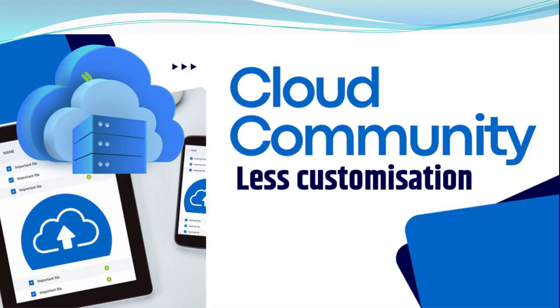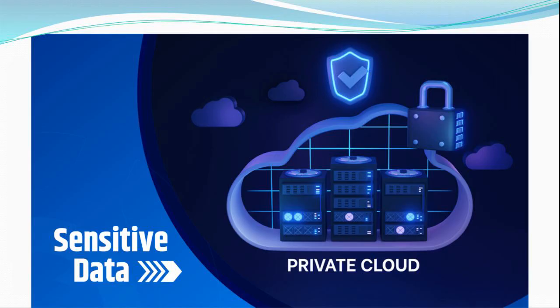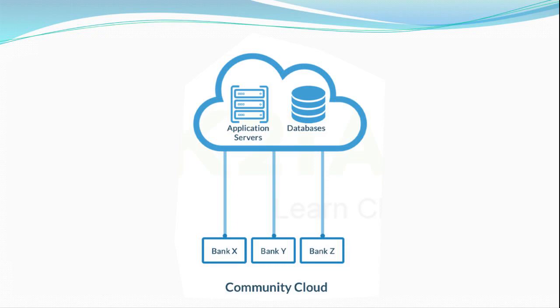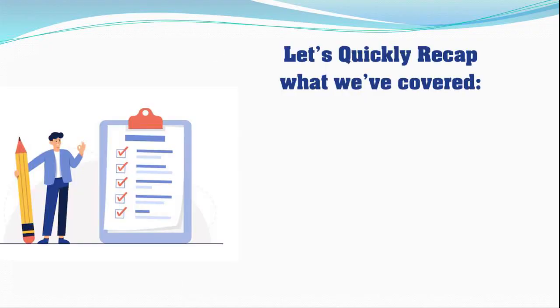If your organization handles sensitive data and requires high levels of security, the private cloud could be your best bet. If you need flexibility and the ability to scale quickly without sacrificing security, the hybrid cloud offers the perfect balance. And if your organization is part of a group that shares similar needs, then the community cloud might be the best option. Let's quickly recap what we've covered.